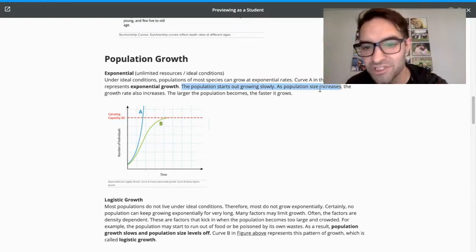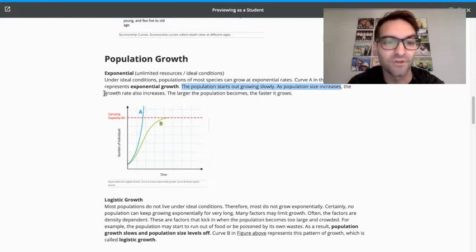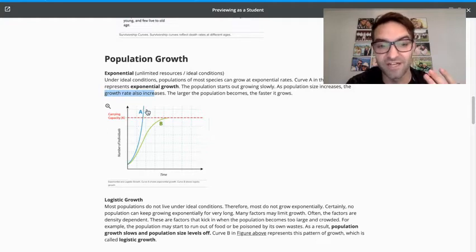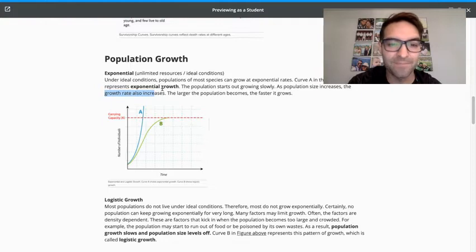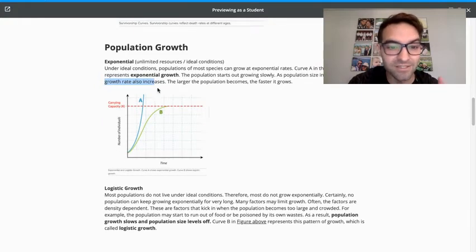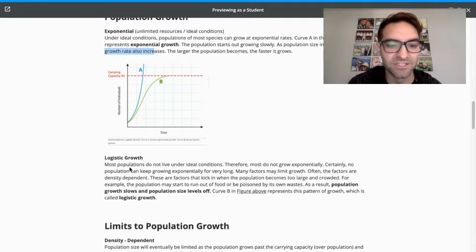And so as the population size increases, the rate at which it increases keeps going faster and faster. So it's going to grow more and more. And then again, this happens until something happens, and you have this carrying capacity here. So that brings us to logistic growth, where most populations do not live under ideal conditions. And let me, before I forget, curve A. So this is that exponential where it's going to keep going.